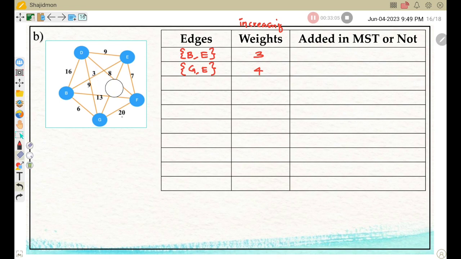After 4, what is the next one? 6. Here 6. Correct? BG. So I can write BG with 6. Now after 6, which is the next one? 7. Here EF. So EF is 7. Now after 7, we have 8 here. What is that 8? DF or FD. Okay. So we can write DF. That edge is DF. That is 8. Now after 8, 9 is there. Here that is DG.